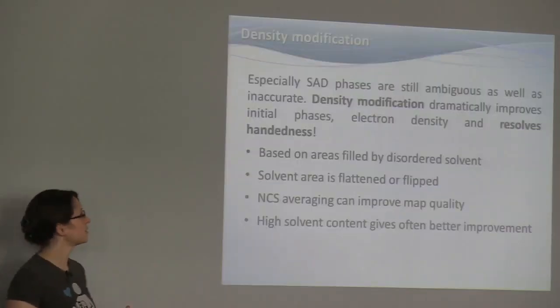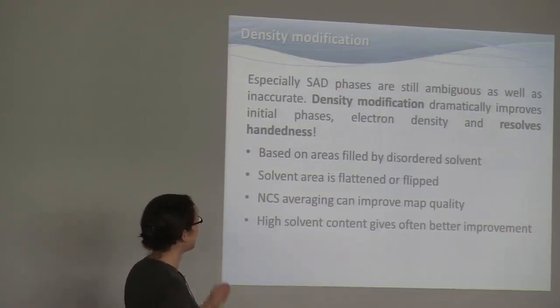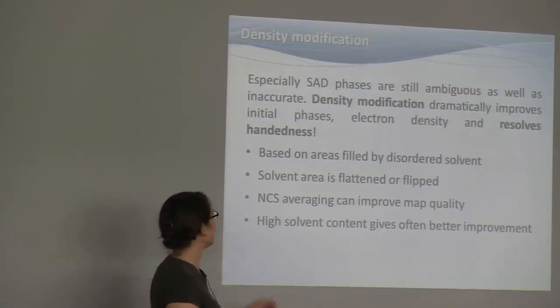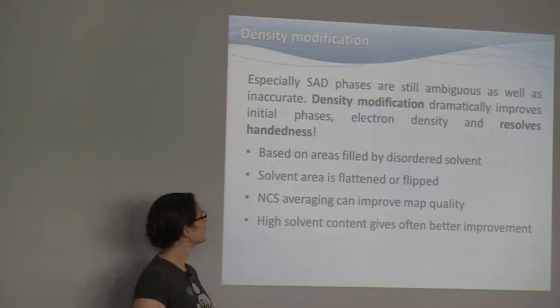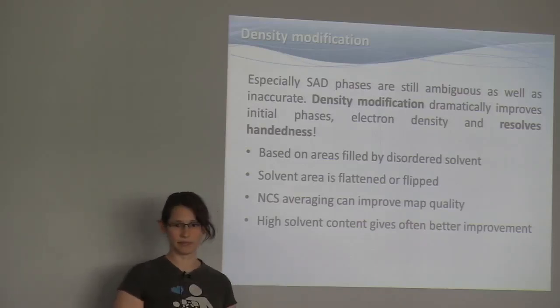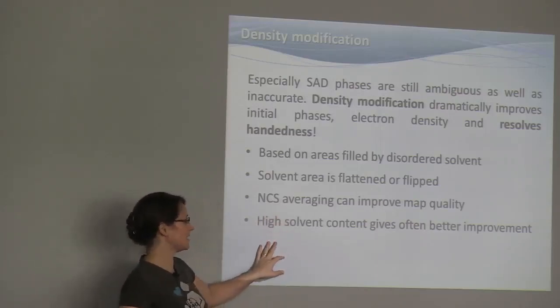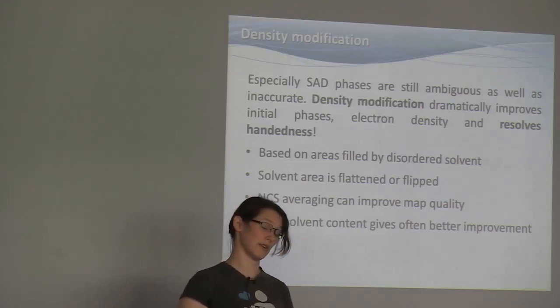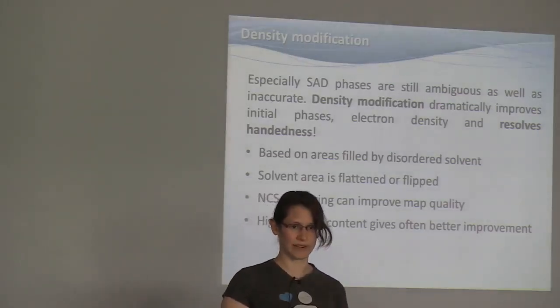Density modification in ShelXE is a little bit different from other density modification, but let's talk about the concept first. It is based on areas filled by disordered solvent. The solvent area is flattened or flipped. NCS averaging can improve the map quality, and high solvent content often gives better improvement. Let's go back to the first thing. Disordered solvent area.